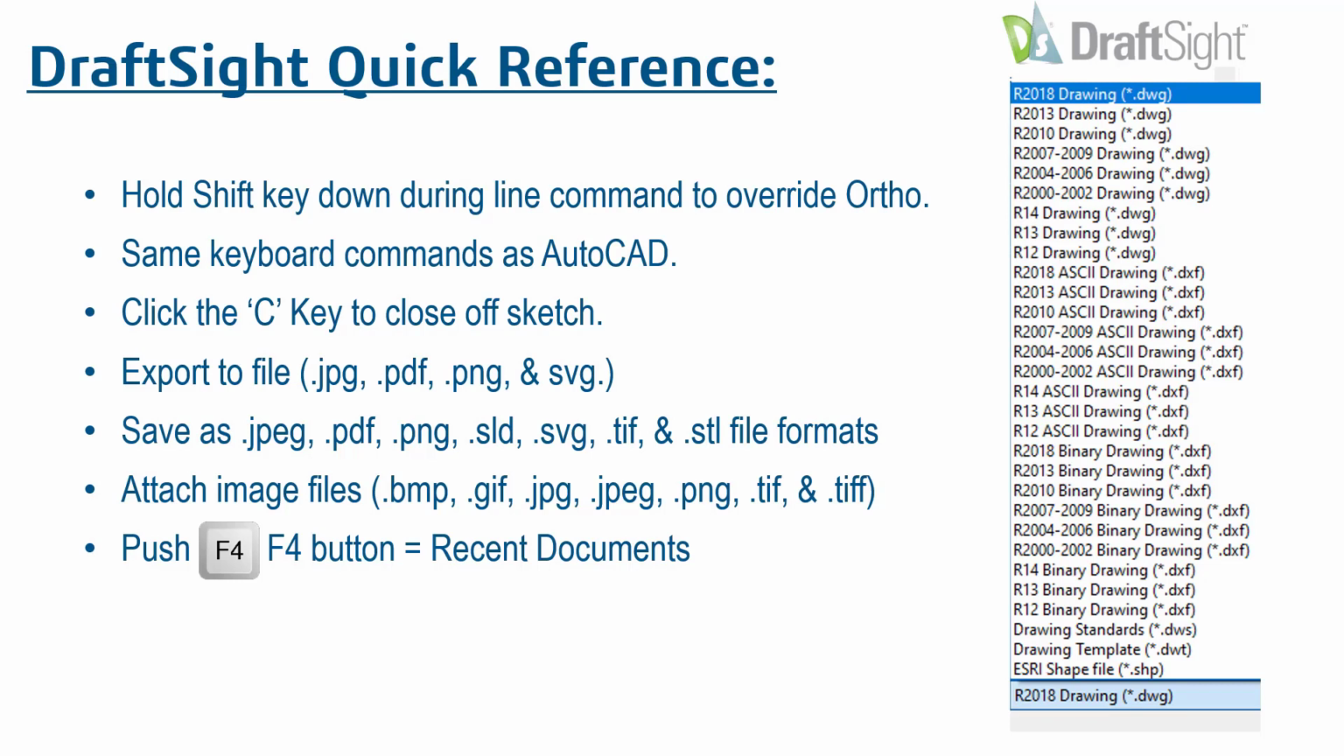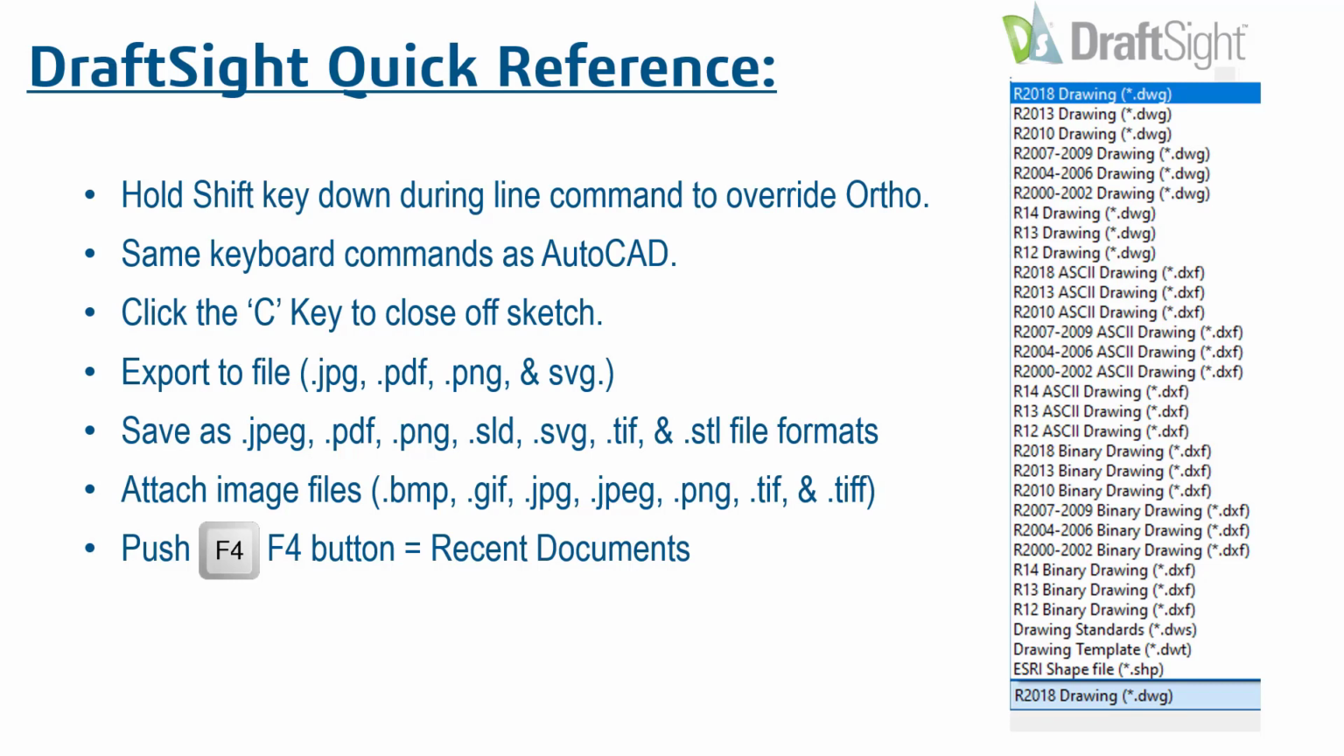You also can do a save as to a JPEG, PDF, PNG, SLD, SVG, TIF, a TIFF file, and also an STL file format. We can also attach image files, which are BMP bitmaps, GIFs, JPEGs, PNGs, and TIFF files as well.